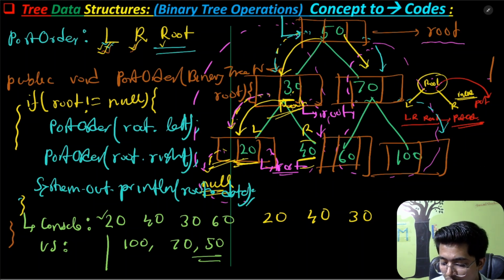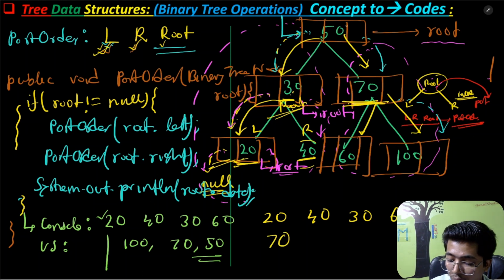At 70, when we come here, this becomes the root again. So we again process the left as said. So on the left we process 60. Then we process the right as said. We process 100. After that we process the root, 70. Once the left and right of this grandparent have been done, now we process 50.